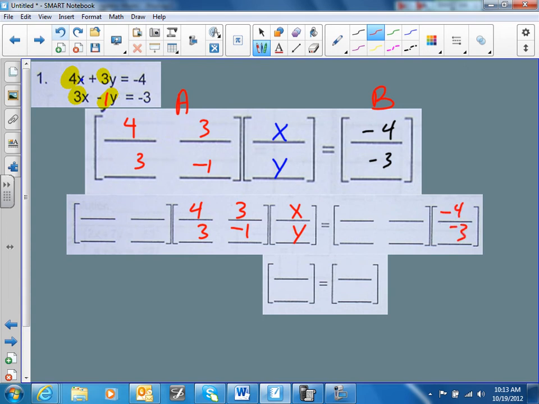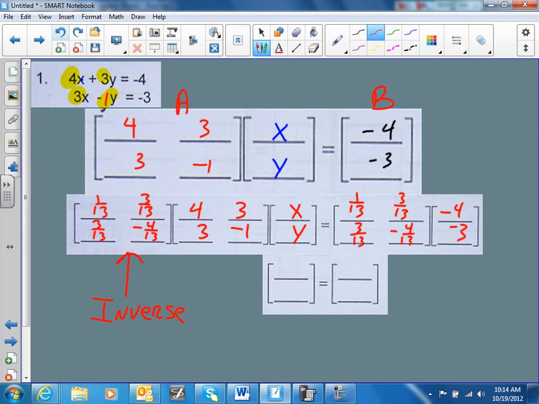Now in order to solve the equation, we're going to multiply by the inverse, and notice the inverse has to come first. In this case, if I find the inverse of matrix A, it turns out to be 1 over 13, 3 over 13, 3 over 13, and negative 4 over 13. And that's what I'm going to put over here.